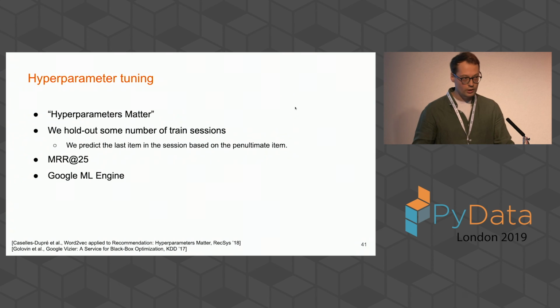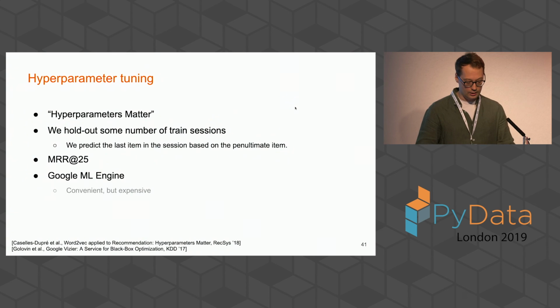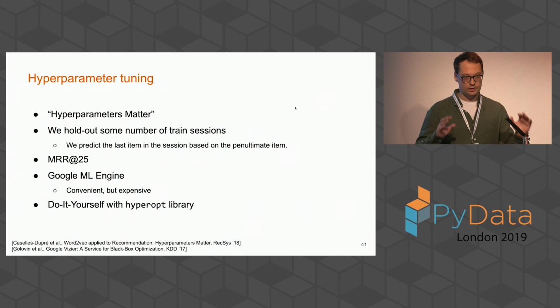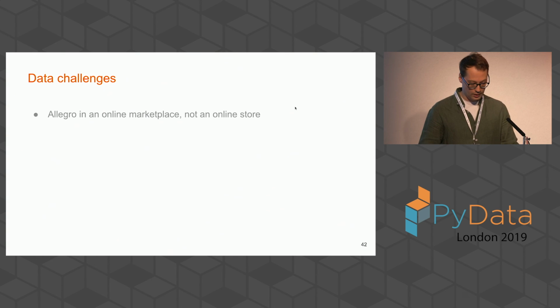Initially, we performed this procedure in Google Cloud ML Engine, which is a very convenient tool, but it turned out to be quite expensive. The next trial runs, we ran them on static instances using the HyperOpt library, and it gave us similar results, but it turned out to be much, much cheaper. So I recommend this approach.